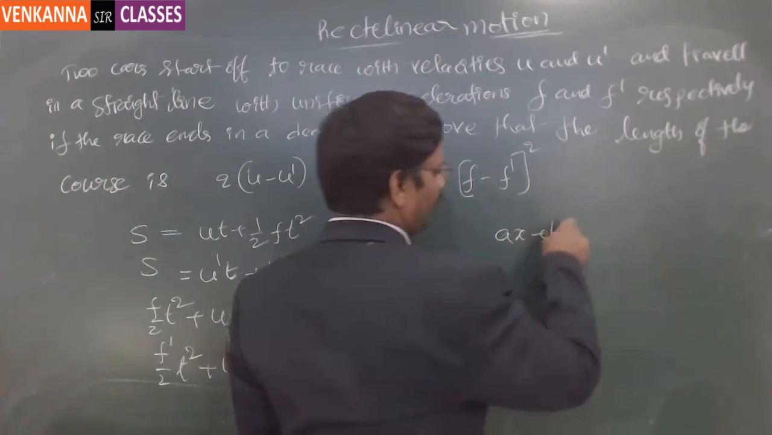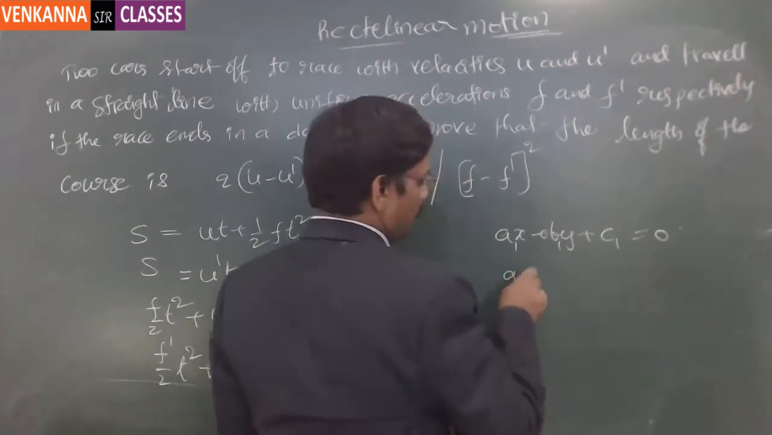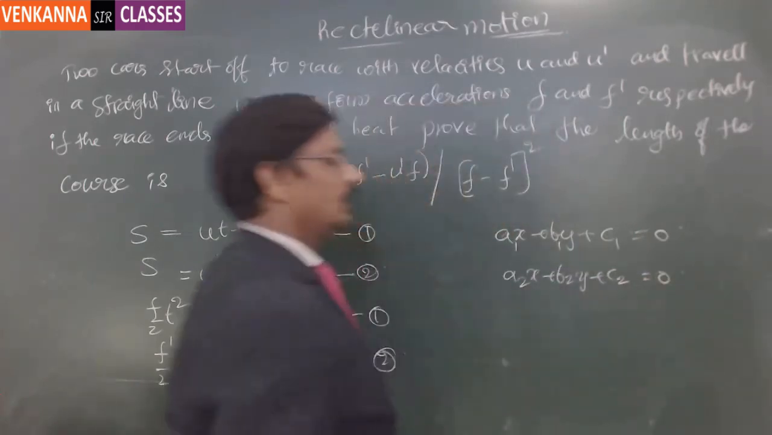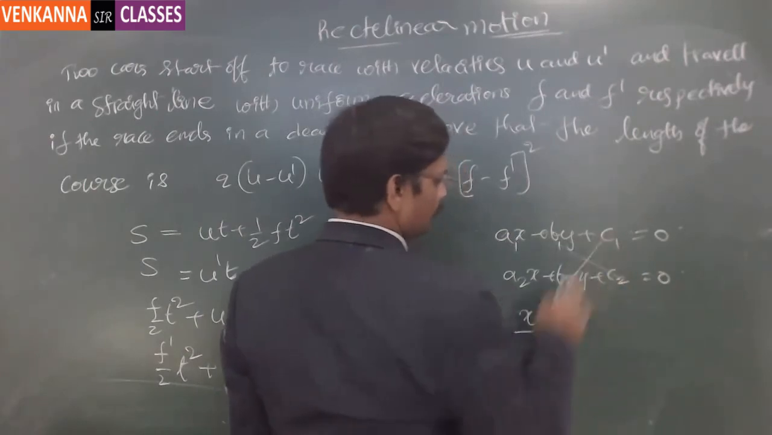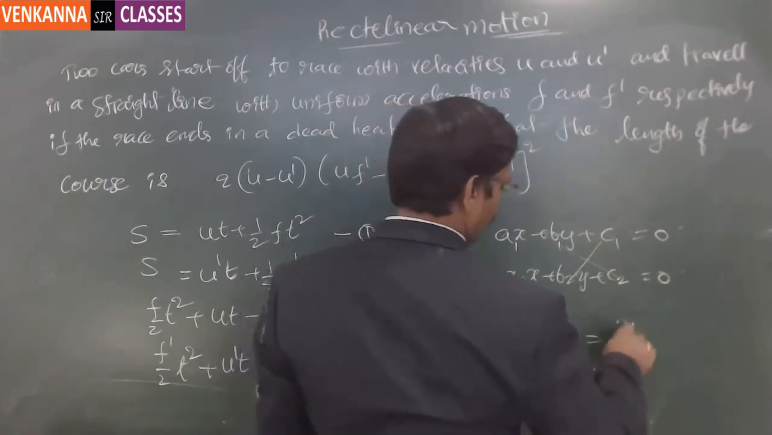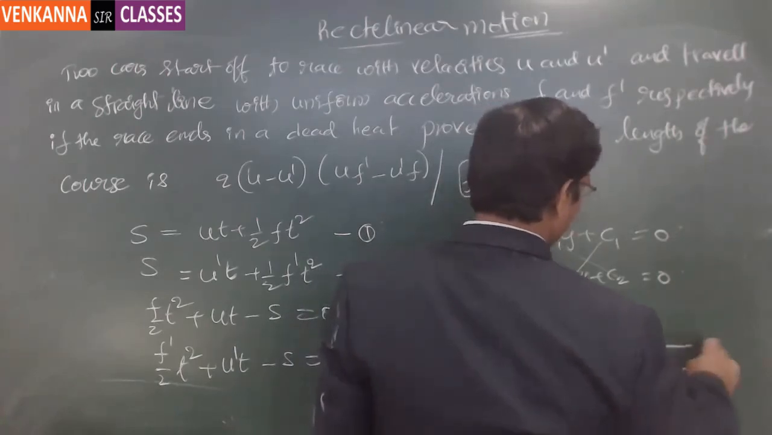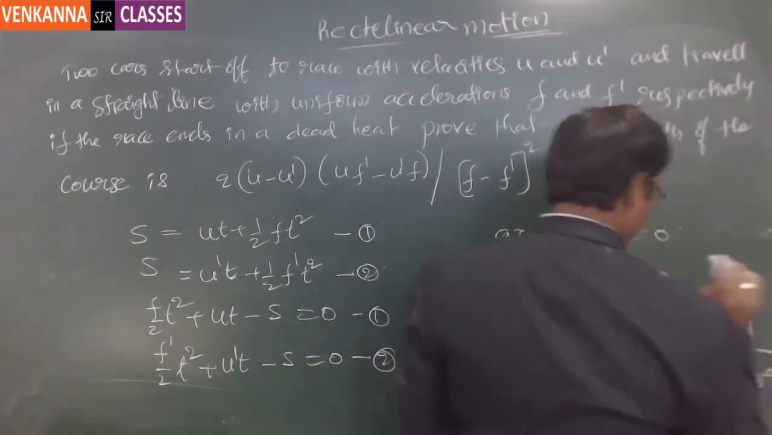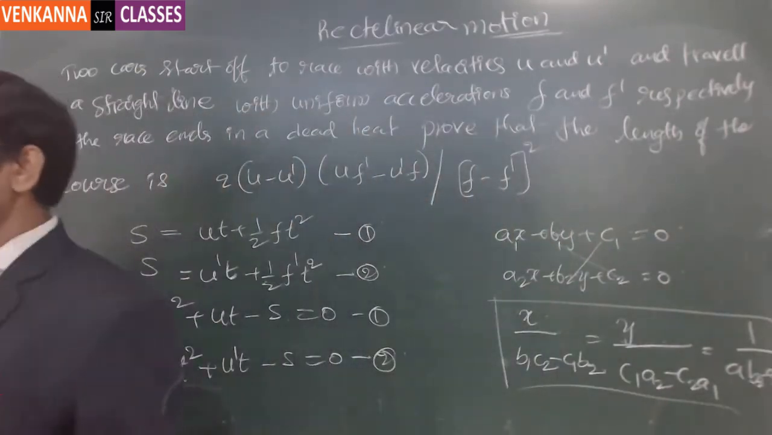Now we know these equations, right? a1 x plus b1 y plus c1 equal to 0, a2 x plus b2 y plus c2 equal to 0. Then you can write x by b1 c2 minus c1 b2 is equal to y by c1 a2 minus c2 a1 is equal to 1 by a1 b2 minus a2 b1. I think everybody is aware of this relation. This is the method to solve simultaneous equations.